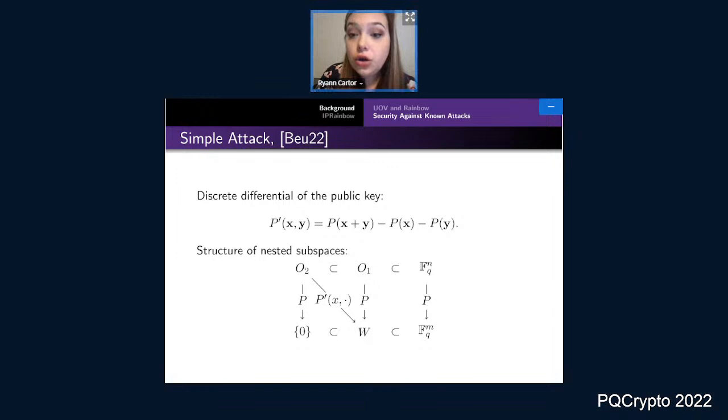So if our potential of it, the substructure of our oil, and so our O2 space is our layer 2 oil subspace, a subset of our oil 1 subspace, which is a subset of our entire space F_q^n.